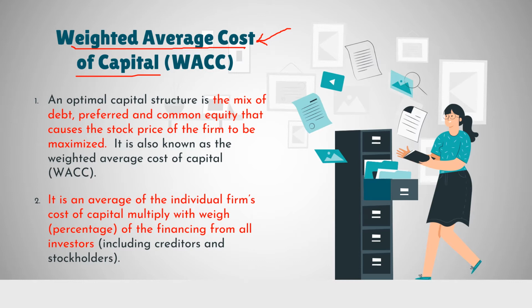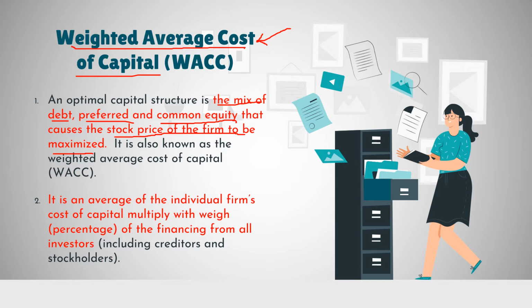So, apa tu WACC? It is an optimal capital structure, the mix of debt, preferred, and common equity that cause the stock price of the firm to be maximized. It is also known as the weighted average cost of capital. It is an average of the individual firm's cost of capital multiplied with weight of the financing from all investors, including creditors and stockholders. So, this is actually a step how we calculate the WACC.